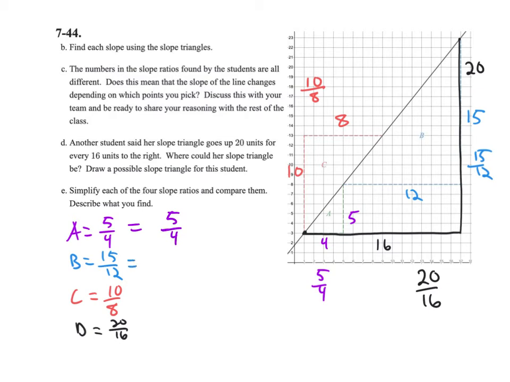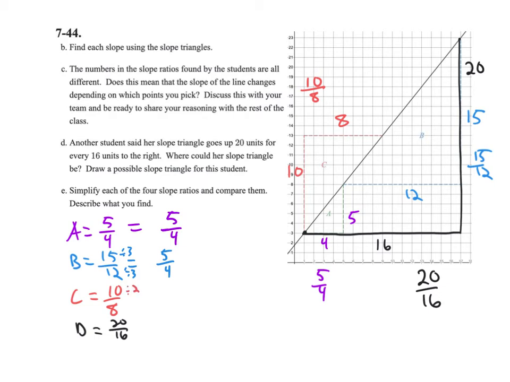B is 15/12. Well, I see there's a 3 that can go into each of these. So going back to our 7th grade math, I can divide by 3 in both cases. Or, of course, you can just plug this into your calculator. 15 divided by 3 would be 5. 12 divided by 3 would be 4. Hey, that's kind of interesting. Let's see your next one.